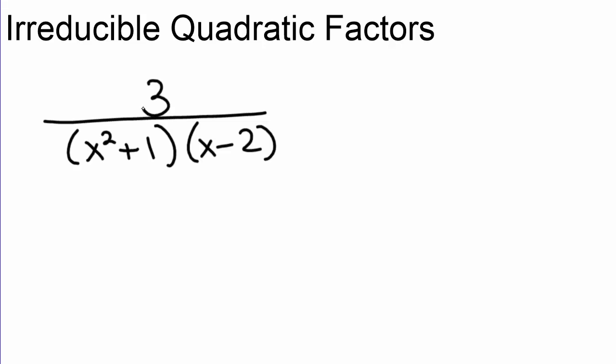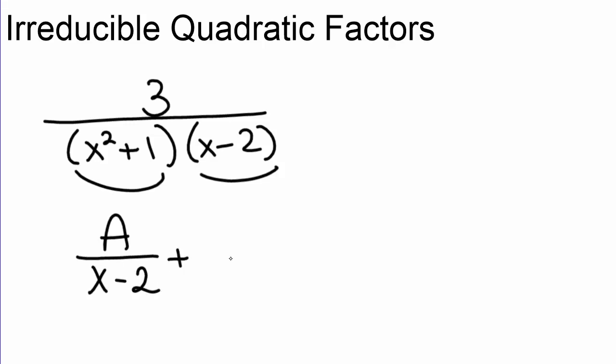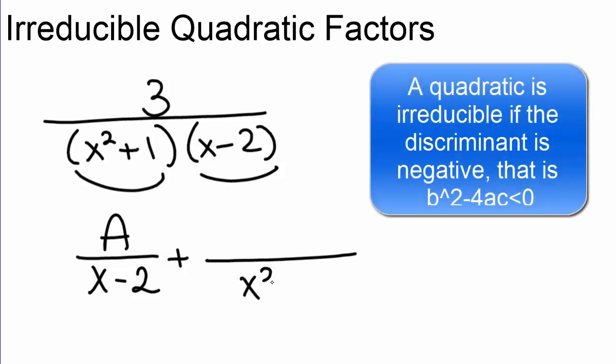Irreducible quadratic factors. Sometimes we have an irreducible quadratic factor in the bottom of our partial fraction decomposition. So if we had something like 3 over x squared plus 1 times x minus 2, then we know what to do with the x minus 2. We just write that as a over x minus 2. But what do we do with the x squared plus 1? Well, it's irreducible. That means we can't factor it anymore. So the bottom of this fraction is going to have to be x squared plus 1.